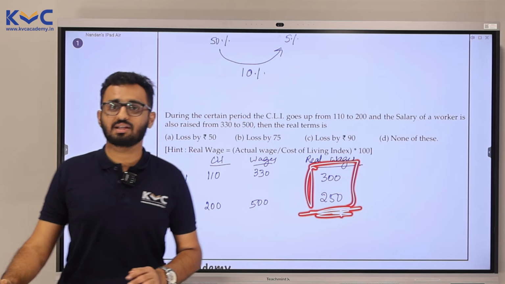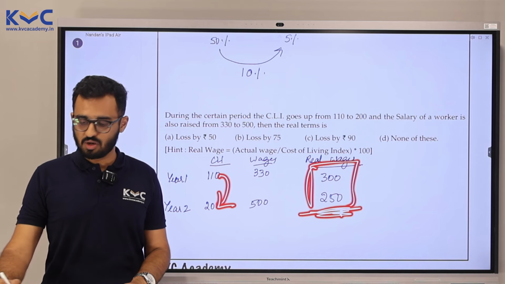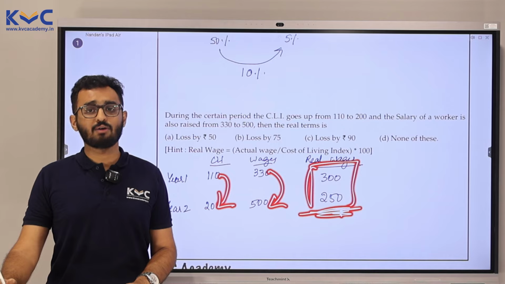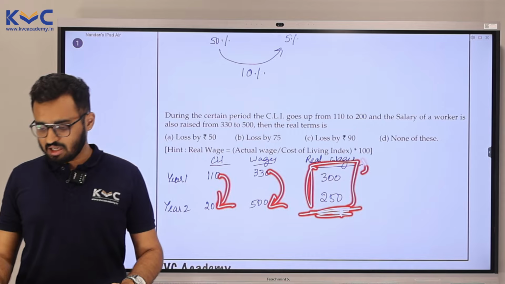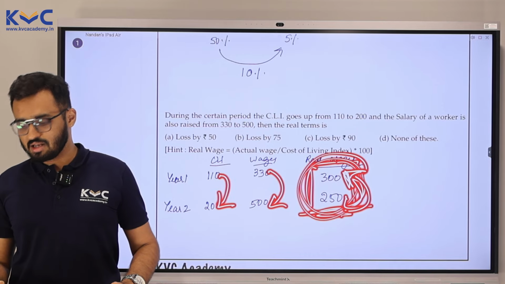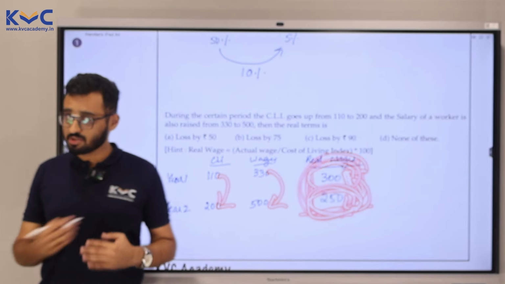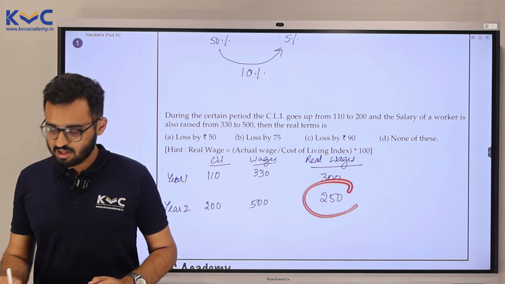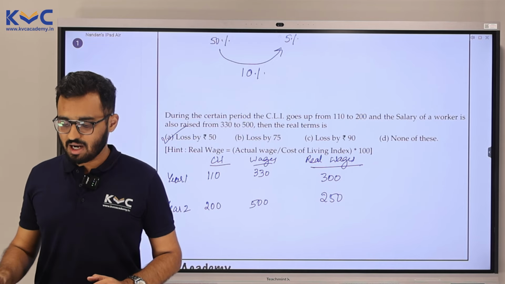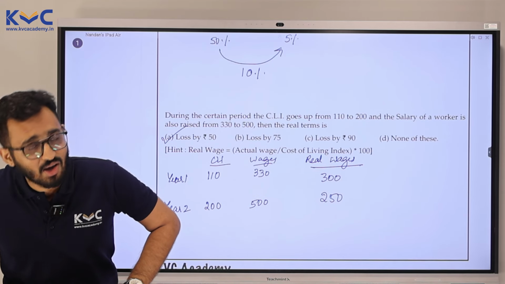Here you are not beating the inflation. Even though inflation was moving from 110 to 200, your salary should have moved to 600. It didn't. So in real terms, right now you are at a loss of 50. 300 was supposed to remain at 300. Yours is not remaining at 300. It is down to 250. So you have made a loss of 50 rupees. Is that clear?